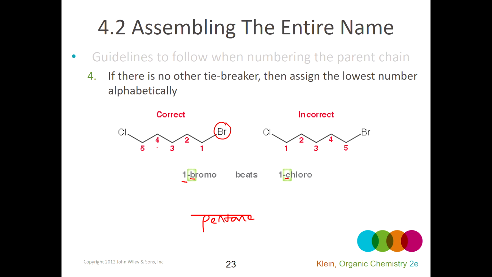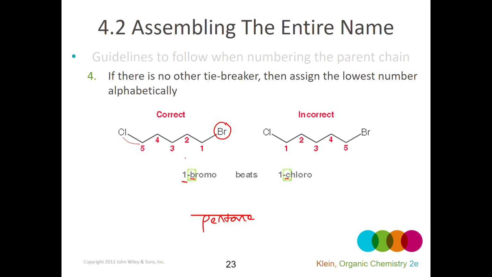Later in the semester, when we introduce molecules that have oxygen and different situations like double bonds and triple bonds, the groups will determine which side I have to number the parent chain from, based on priorities that we'll have to learn as we go through there.